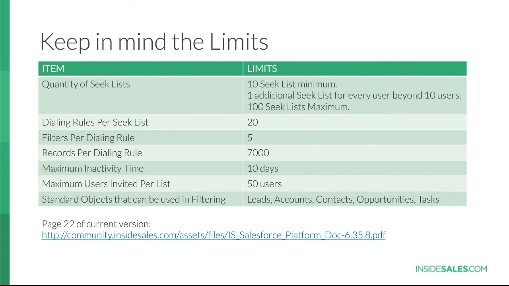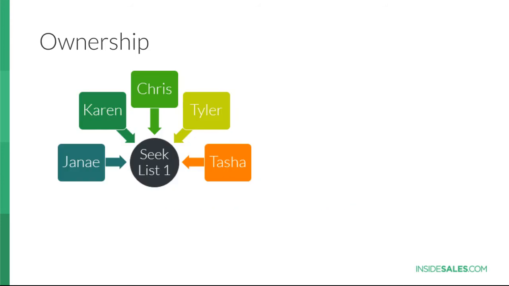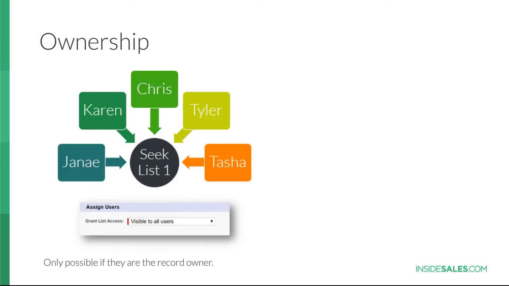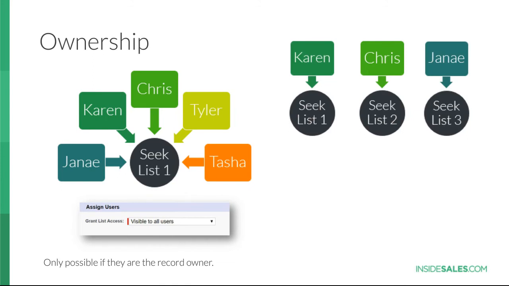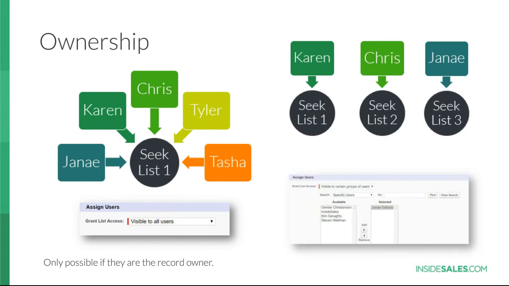There's also a limit to the number of dialing rules you can have per Seqlist. Going back to our cake, each color was a dialing rule, and you can have up to 20 layers. That would be a ridiculous cake, by the way. Maybe it would have to be one of those crepe cakes or something.